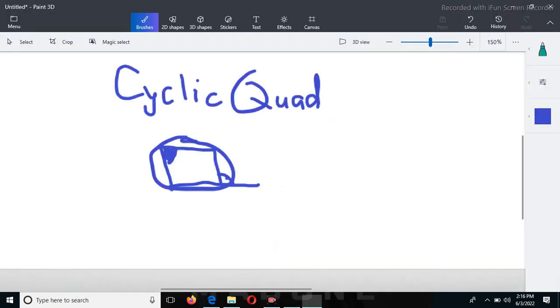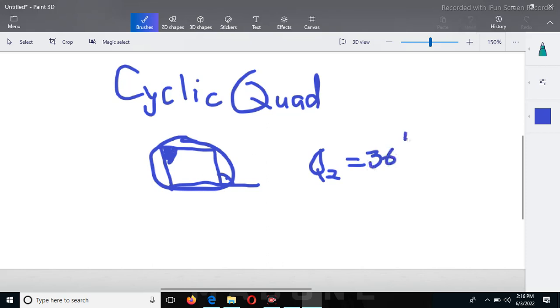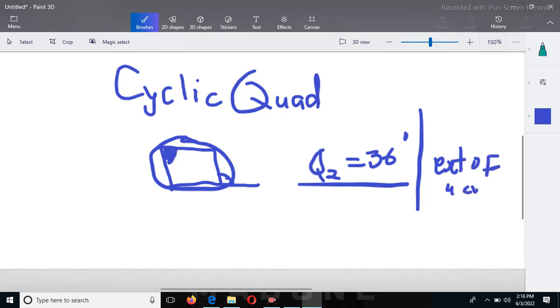My Q2 should give me 36 degrees, right? That's my Q2. What is the reason? That's exterior angles of a cyclic quad. Okay, guys, I hope it makes sense.